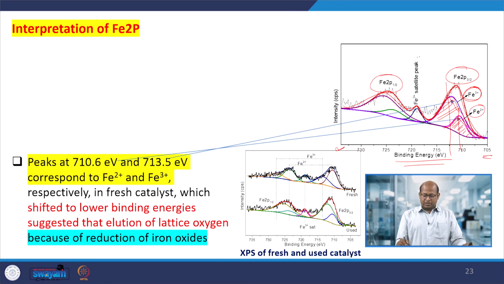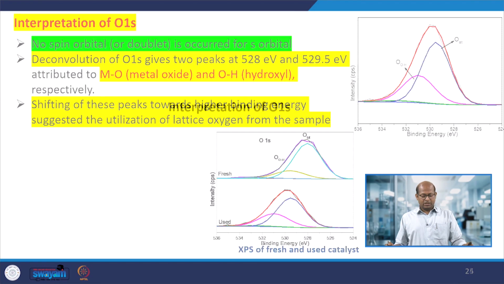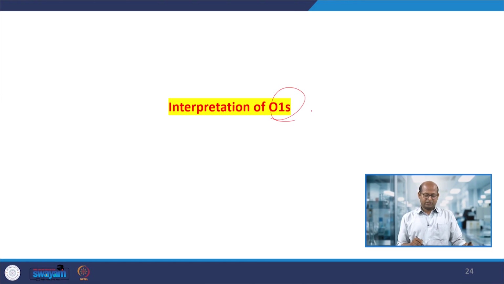At the same time, another satellite peak is also present. Sometimes that comes in a few samples, where you can get this type of satellite peak. Apart from these two different oxidation state peaks, another peak is also present that you can observe in a few materials.